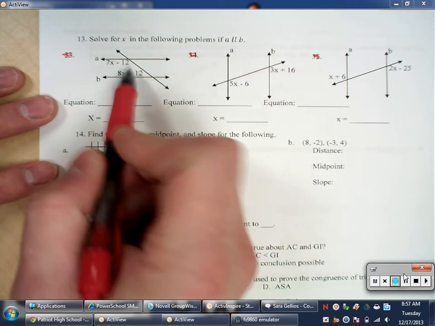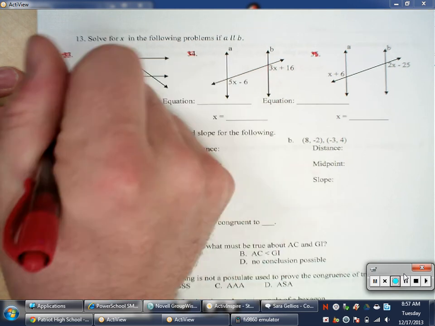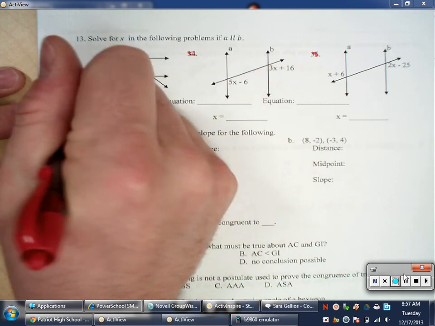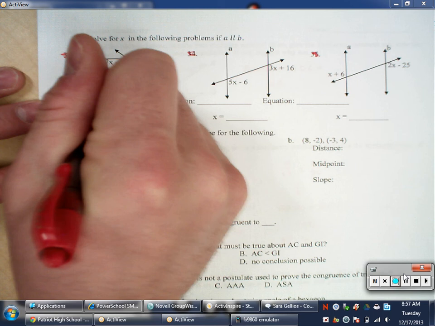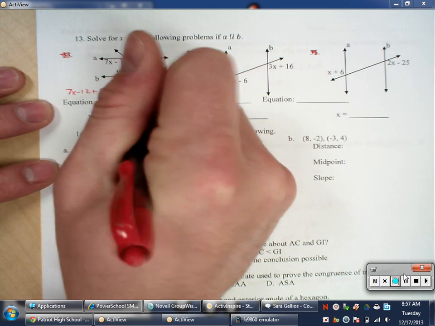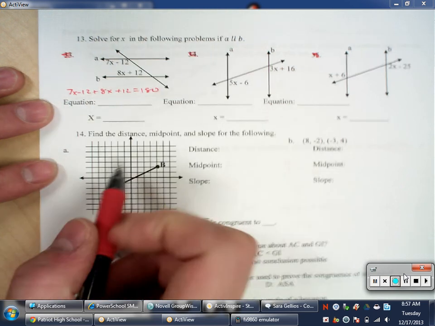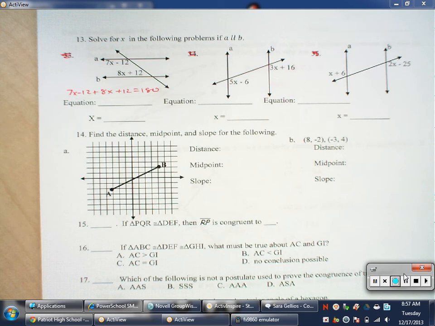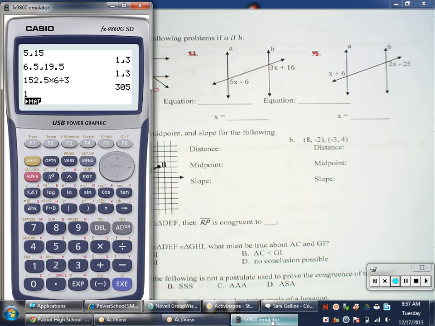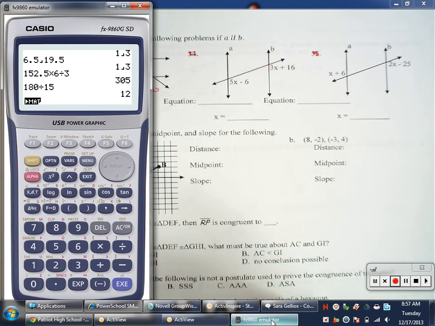Here we have same side interior angles. So same side are supplementary. So that's 7x minus 12 plus 8x plus 12 equals 180. That's the equation. You solve there, you end up with 15x equals 180, and let's check and make sure that we know how to do that. That's divide both sides by 15, and x equals 12.